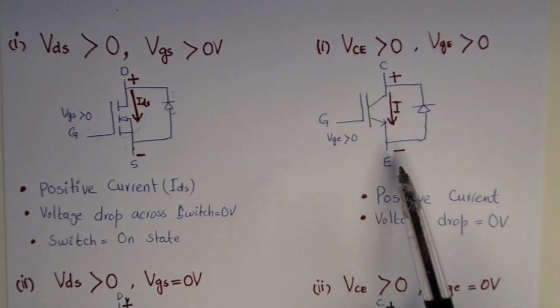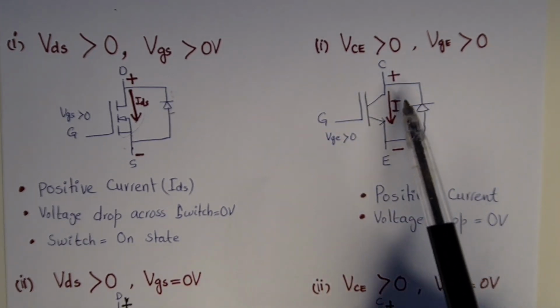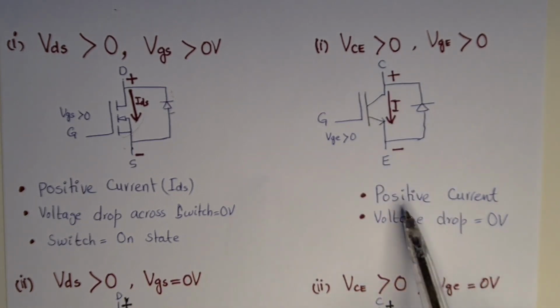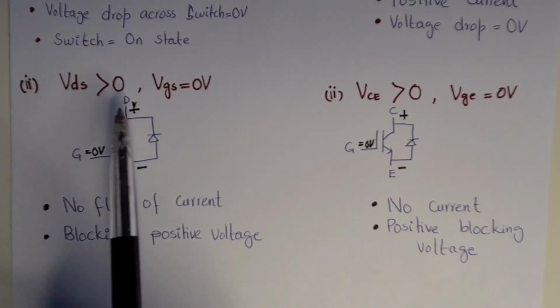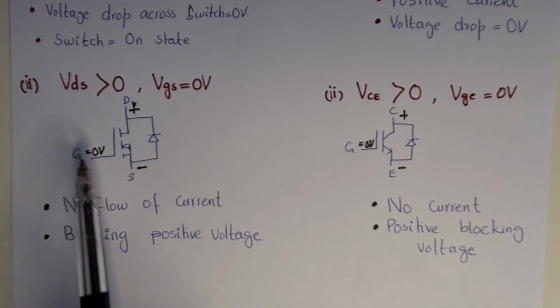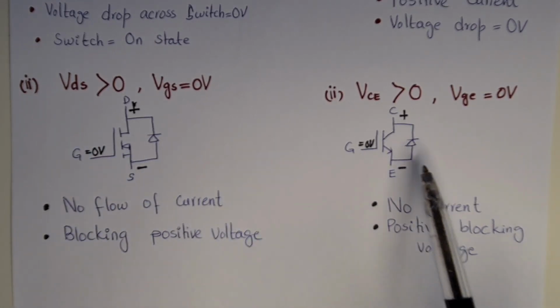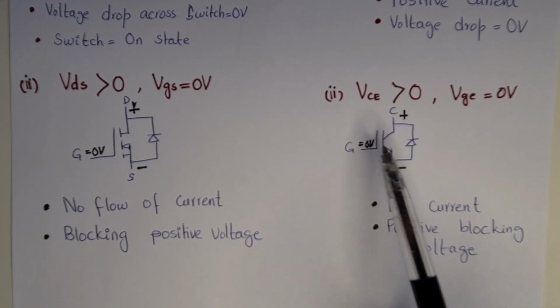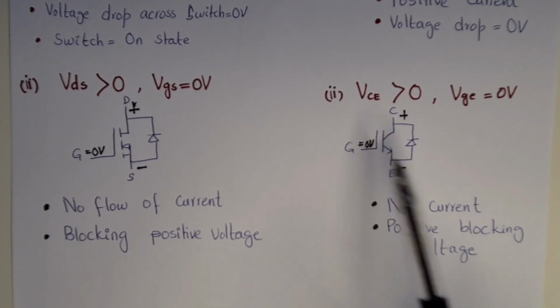We have the collector to emitter voltage greater than 0 and gate to emitter voltage also greater than 0, then there will be a positive current flowing from collector to emitter. Positive current, voltage drop is equal to 0 volts. When VDS is greater than 0 but we have not applied any gate voltage, there will be no flow of current and it blocks positive voltage. The same case with the IGBT: we have applied VCE greater than 0 but we have not applied any gate voltage. No current, blocking positive voltage.